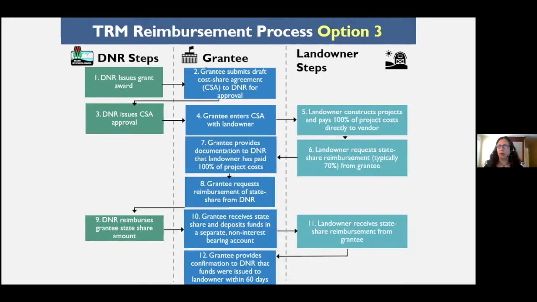So beginning about 4 years ago, we made a third option available that allows the grantee to request state share reimbursement from the DNR before reimbursing the landowner, as shown in this slide. The reason for adding this option was to increase feasibility of utilizing the TRM grant program in counties that don't have enough cash on hand to reimburse the landowner before being reimbursed by the DNR.